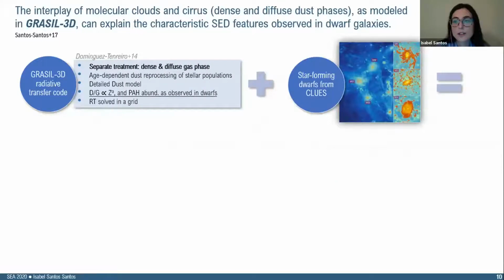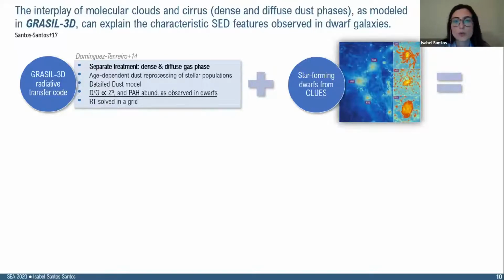To study this, we made use of the state-of-the-art radiative transfer code SKIRT3D that has been proven successful to study massive galaxies. This code includes a very detailed treatment of dust, in particular distinguishing between two phases: a dense phase associated to molecular clouds that are heated by young stars, and a more diffuse phase associated to cirrus that is heated by old stars. My contribution to the code was to adapt it to include the specificities of observed dwarfs, in particular the power law dependence between the dust to gas mass ratio and metallicity, and also the low abundance of PAHs.